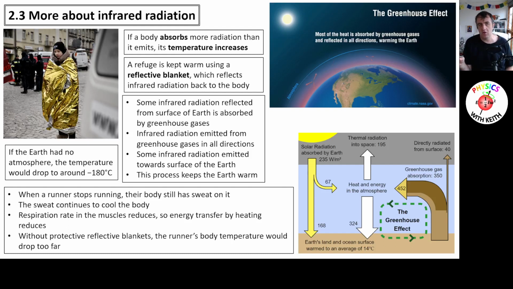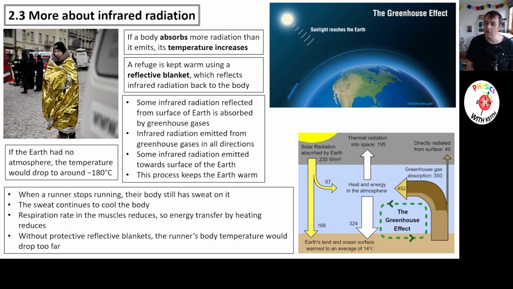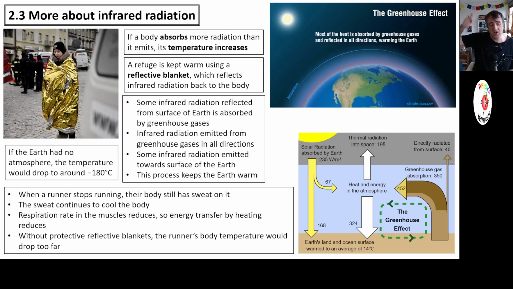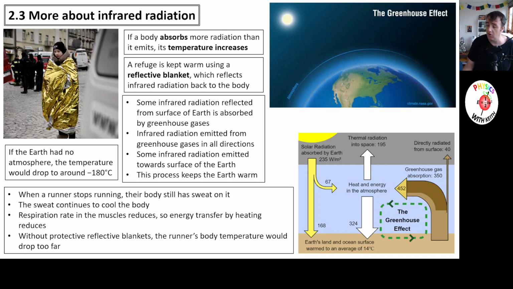Actually, that's not quite true because of the human impact on the Earth. The increase in the amount of greenhouse gas has caused this picture to be wrong. We are now radiating less energy back out than we are absorbing, which is why the temperature of the Earth on average is increasing year on year on year. It shouldn't be. It's us. We're destroying the planet.